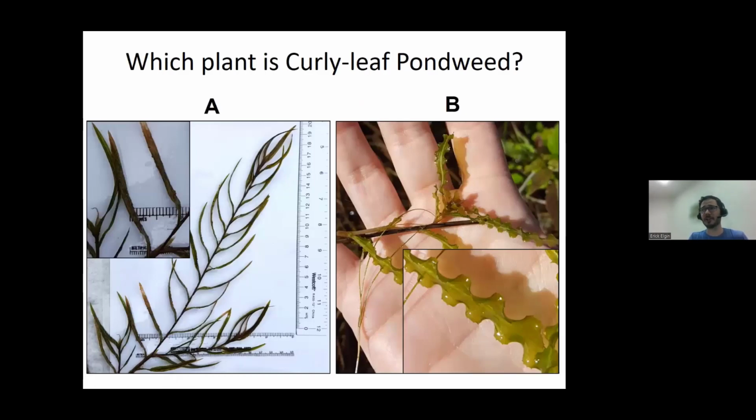So which plant is curly leaf pondweed, A or B? This is a pondweed, has alternate leaf arrangement. I can see some midvein in there, but when I look up close, there are no teeth. Whereas this one, if I zoom in there, I can see teeth on the back of that hand. And also the lasagna noodles help give it away too. Those lasagna noodles, kind of wavy edge with the teeth, ensure that it's curly leaf pondweed.